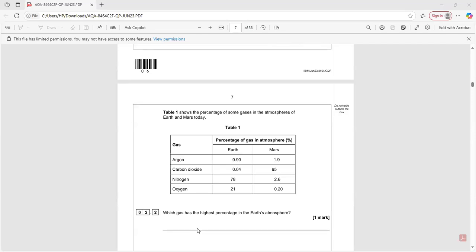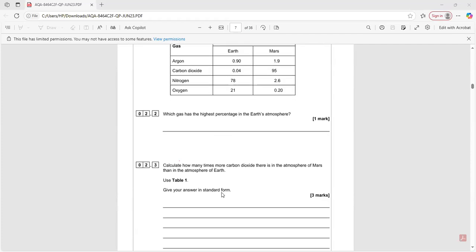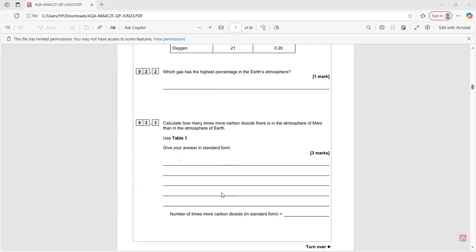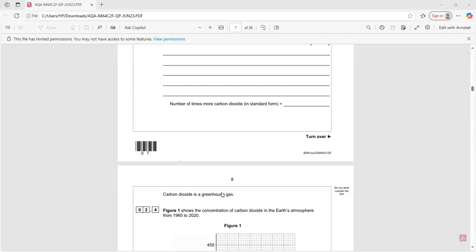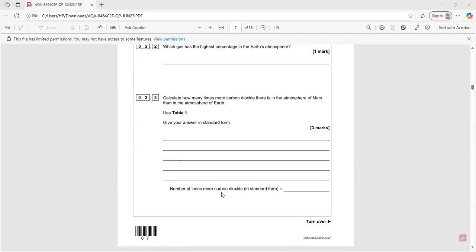The next one shows a table. And what does it say? It says, which gas has the highest percentage in the Earth's atmosphere? All right, so the highest percentage in the Earth's atmosphere, that would be Mr. Nitrogen. That's the guy that has 78%. That's a simple question, it just requires you to read it off from the table.